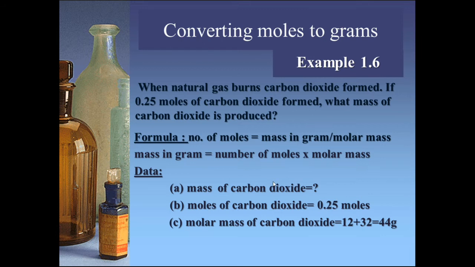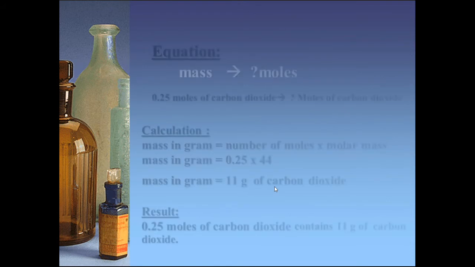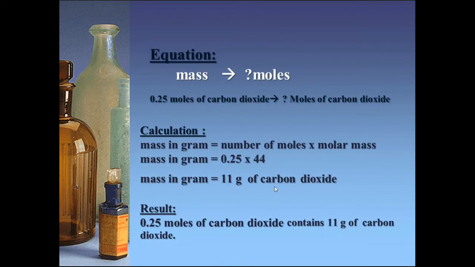Arrange the data. Mass of carbon dioxide, we have to calculate. Moles of carbon dioxide, 0.25 moles. Molar mass of carbon dioxide: 12 plus 32 is equal to 44 gram. Equation: moles we already have, mass we have to calculate.